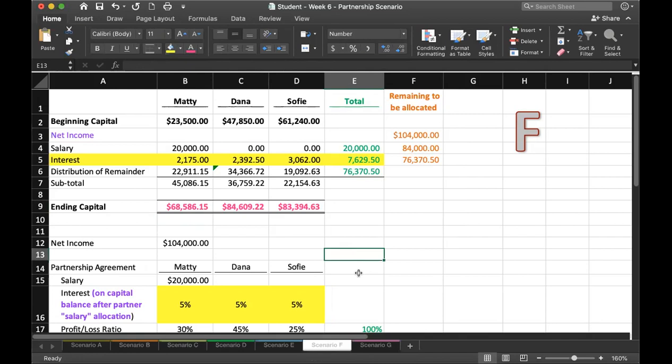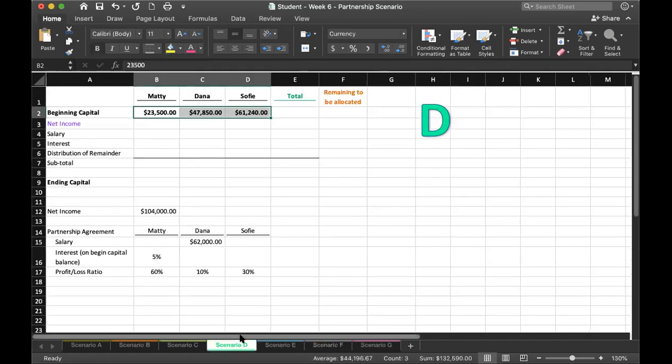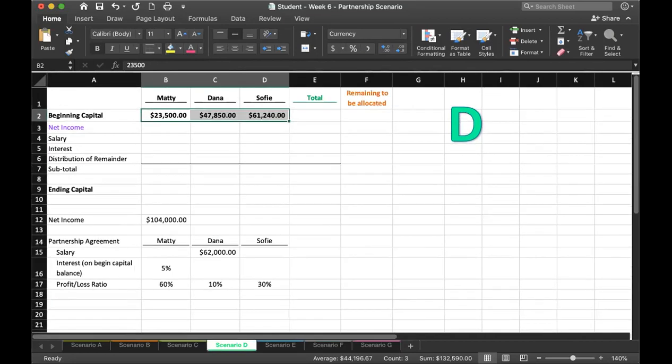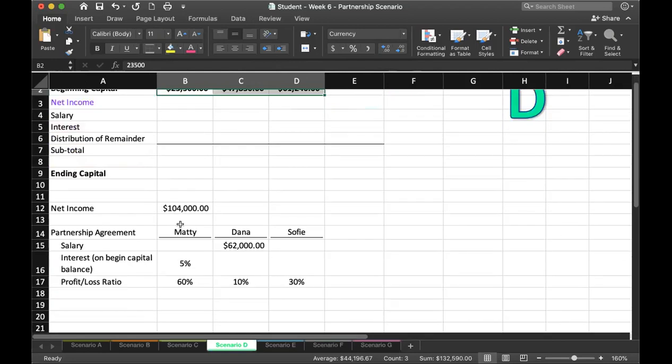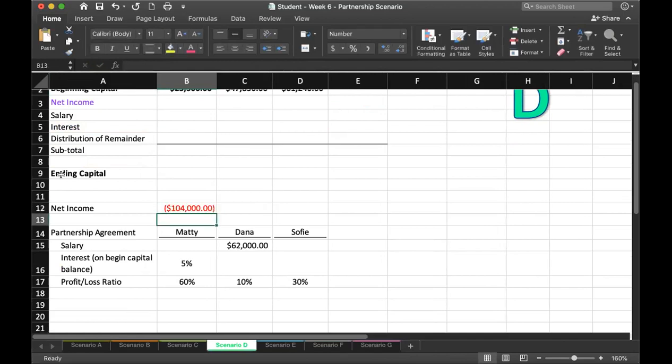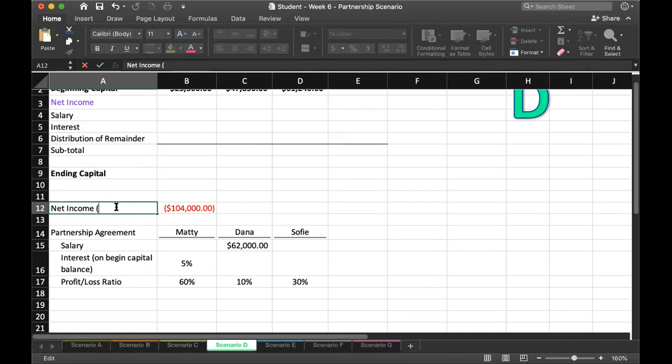I am willing to work through the ones that we haven't done yet. I know it's going to get a bit repetitious, but in each of them I have something slightly different. So let's take a look at scenario D. But I'm going to change one thing in scenario D, and that is to say that they made a loss. So this here really is a net loss.